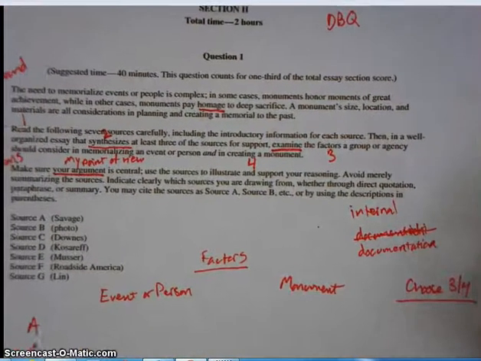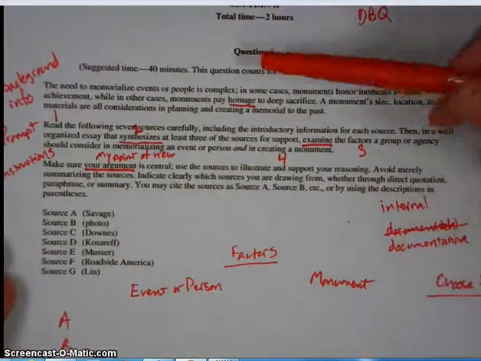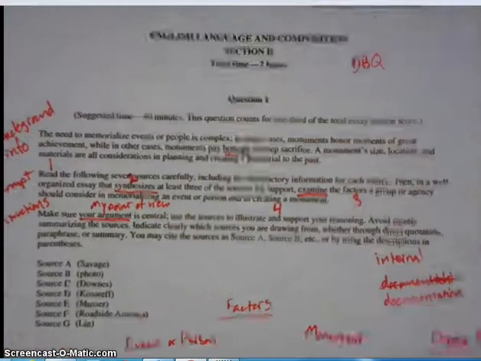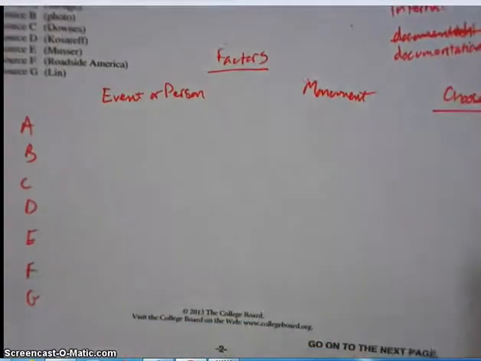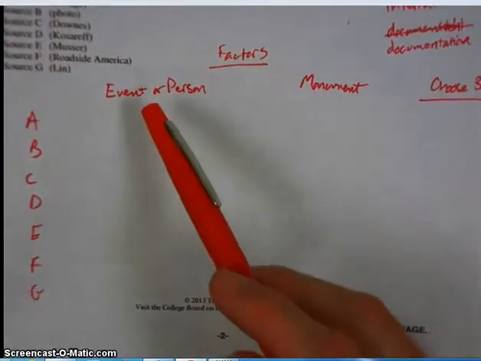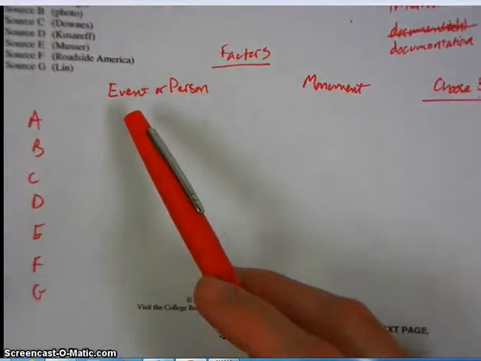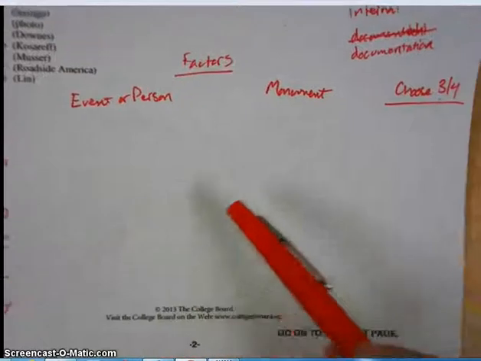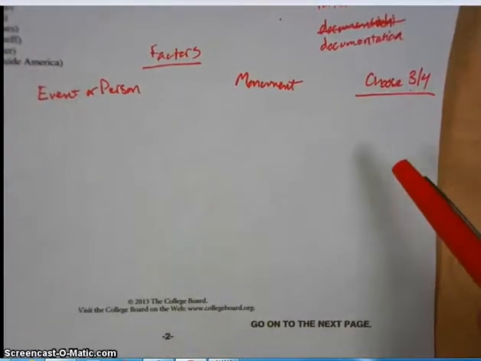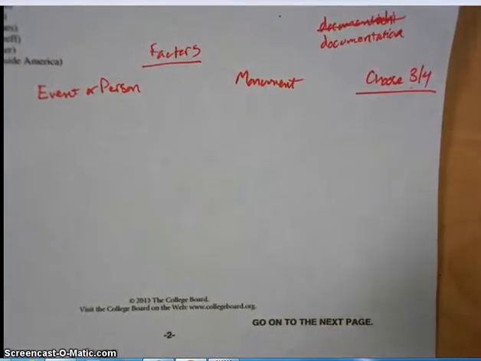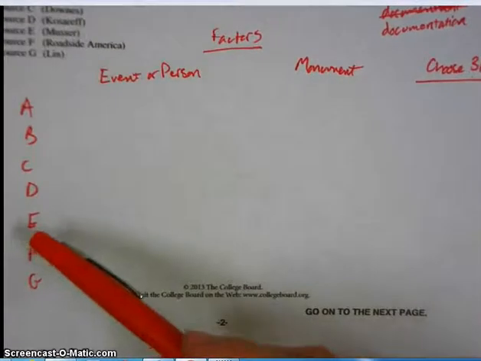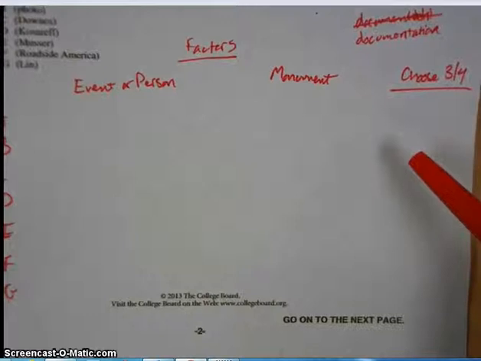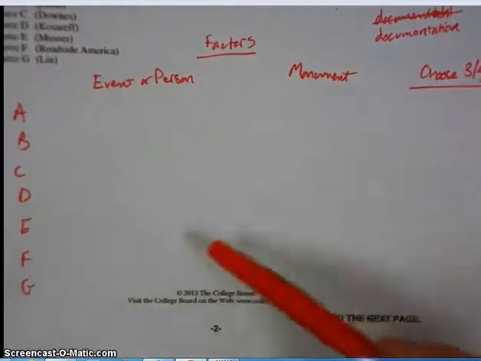Okay, so just to summarize, we want to make sure that these words are defined, the ones we may not understand. We want to list all of the factors for deciding whether to memorialize an event or person or monument from these sources, and we want to choose 3 or 4 that you could argue successfully. And remember, these sources are merely going to support your argument, so choose ones that you believe in or that you feel like you can write more about. Okay, so all of this needs to be filled out.